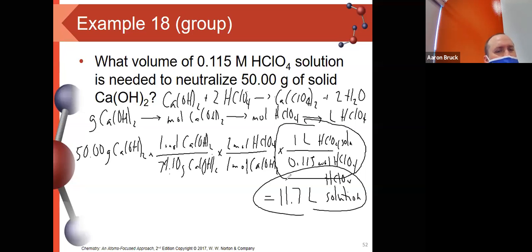Why so much? Well, that's a lot of calcium hydroxide, and the solution's pretty dilute. So it would take a lot to neutralize it. We would need a much more concentrated sample for this.